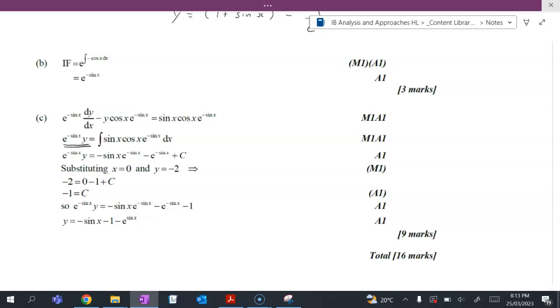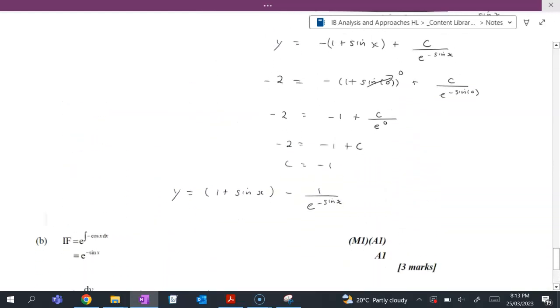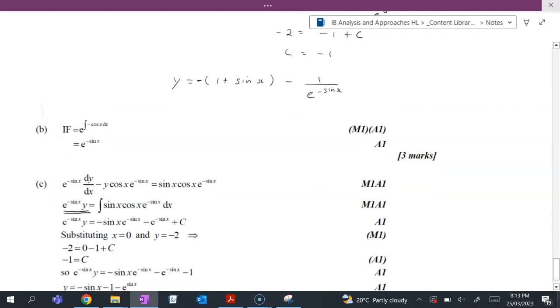And then they've basically substituted in a slightly different form of what they found. That gets an A1, substituting x equals 0, y equals minus 2, gets c equals minus 1. So that was an M1 and an A1 for that as well. And so then writing out the final equation and then getting into the form y equals minus sine x, take 1. And I reckon I've forgotten a negative there, so yes, there's a negative out the front.